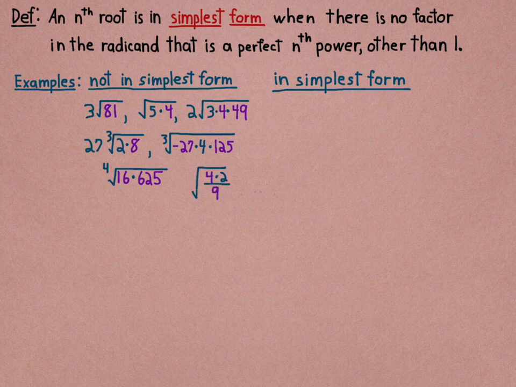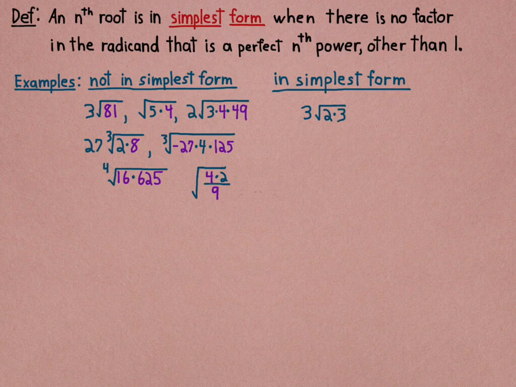And then one with a fraction: the square root of 4 times 2 over 9. The 4 and the 9 are perfect squares, and so that's not in simplest form because the index is 2, so square root. 4 is 2 to the 2, and 9 is 3 to the 2, so not in simplest form.